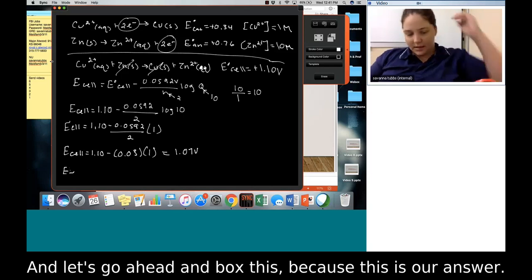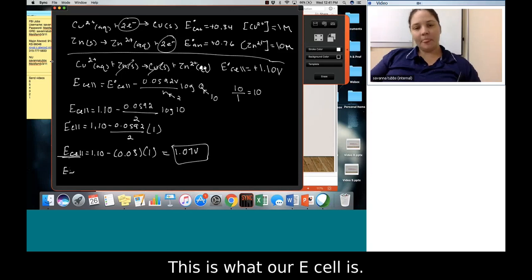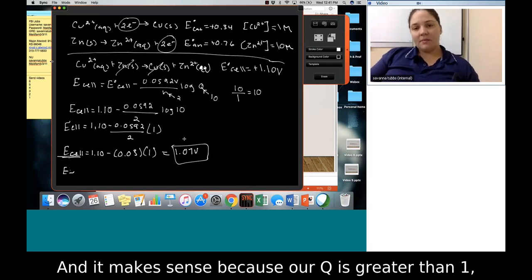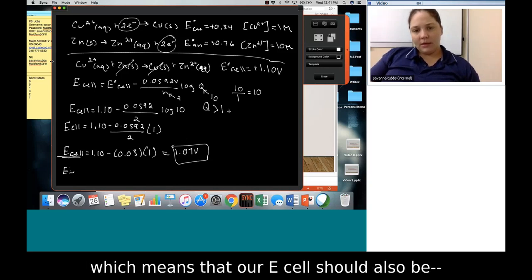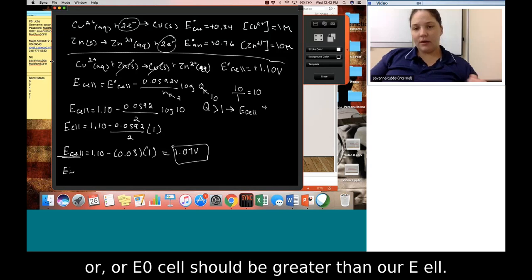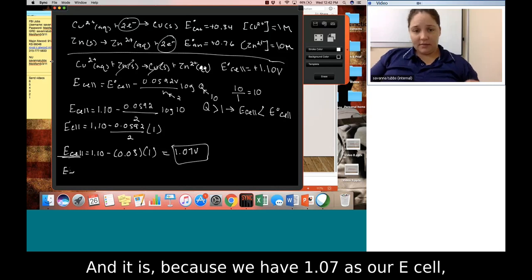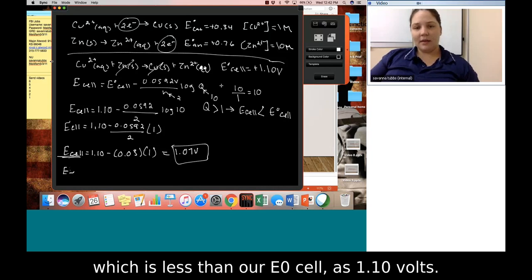And let's go ahead and box this. So this is our answer. This is what our E cell is. And it makes sense because our Q is greater than 1, which means that our E naught cell should be greater than our E cell. So our E cell should be less than our E naught cell. And it is, because we have 1.07 as our E cell, which is less than our E naught cell of 1.10 volts.